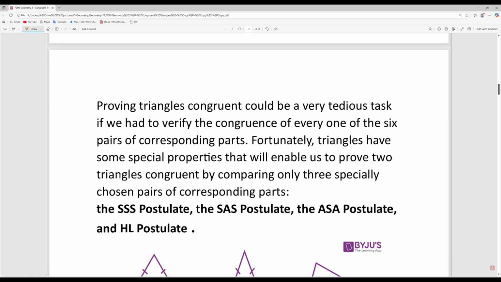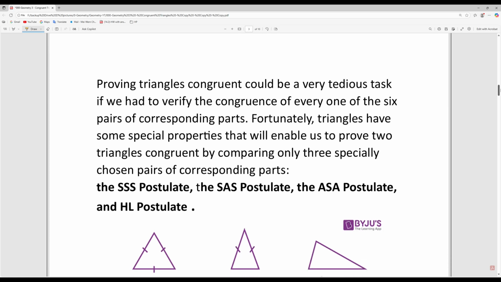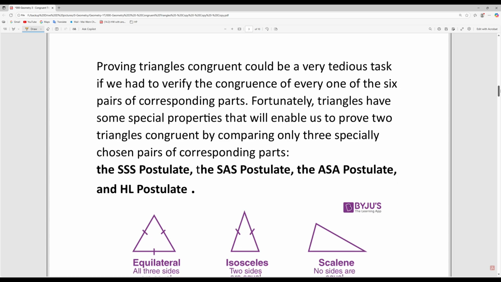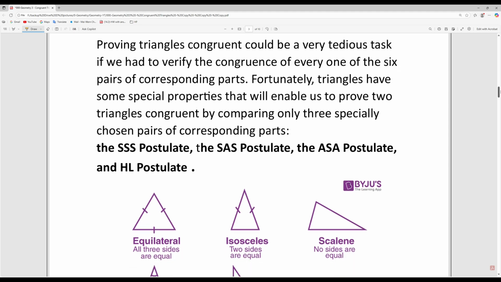And the next thing is the question of how do you prove triangles are congruent? It's not an easy job because we have 6 pairs of parts that need to be proved. Fortunately, let me show you, you don't need to prove all 6 parts to guarantee 2 triangles are congruent. So we have some postulates.